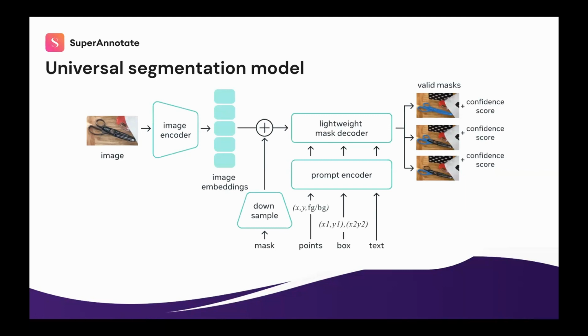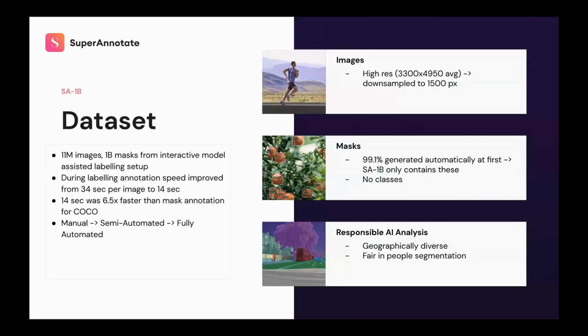They used this model to generate the data set as well. We can go more into what they did with the data set, because they created the largest segmentation data set out there. They're calling it SA1B: 11 million images and 1 billion masks from this interactive model assisted, or AI assisted, labeling setup. During labeling, they increased the annotation speed from 34 seconds down to 14 seconds when labeling a full image.